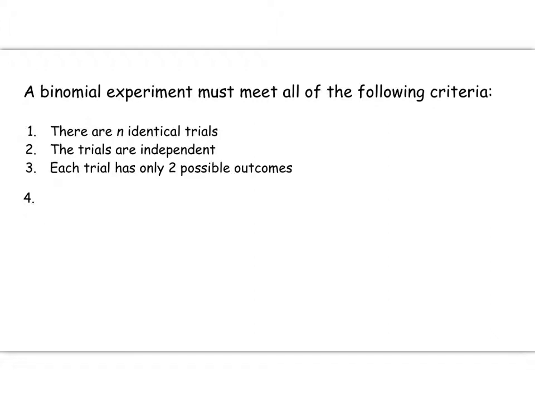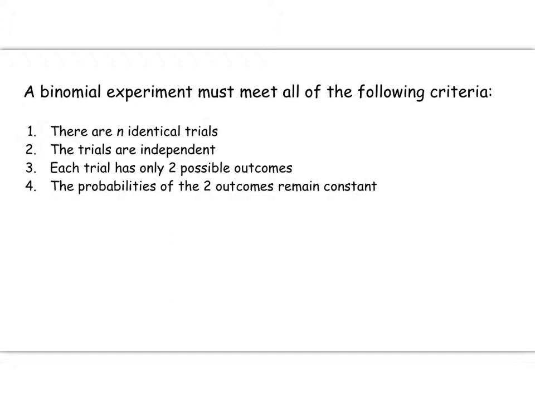And then the third one we talked about briefly is each trial only has two possible outcomes, right? Heads or tails in this case. And then the probability of the two outcomes remains constant. So if I toss a head the first time, the second time I toss the coin, it's still 50-50 whether I'll get a head or a tail.